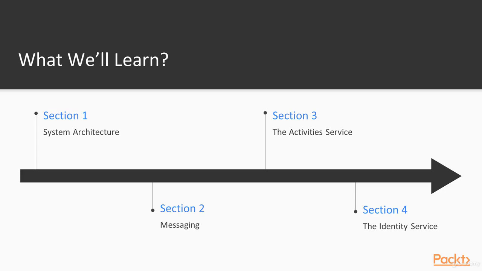In this course, we'll start with the system architecture. You will see how you can create an architecture for a basic distributed system. Then we'll focus on messaging. You will see how to create the messages that can be sent through the service bus, such as commands and events. Then we'll implement the activity service, which will be responsible for consuming the types of messages related to the activities and storing data in the database.